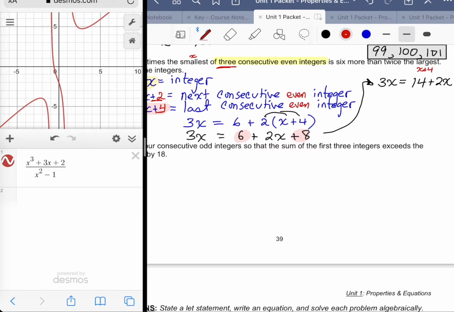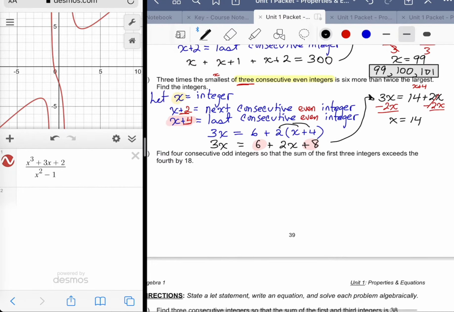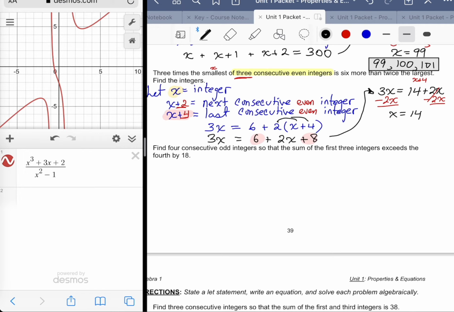I want to get the x's grouped together so I can isolate x. So I'll use a property of equality, subtraction, to bring the 2x over. Left-hand side, I got an x. 3 minus 2 is 1, so 1x is 14. So that's the first of the 3 consecutive even integers. So 14 is my smallest.